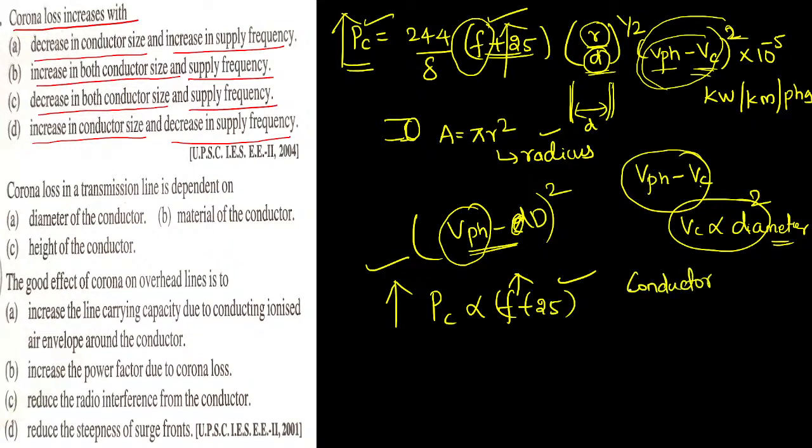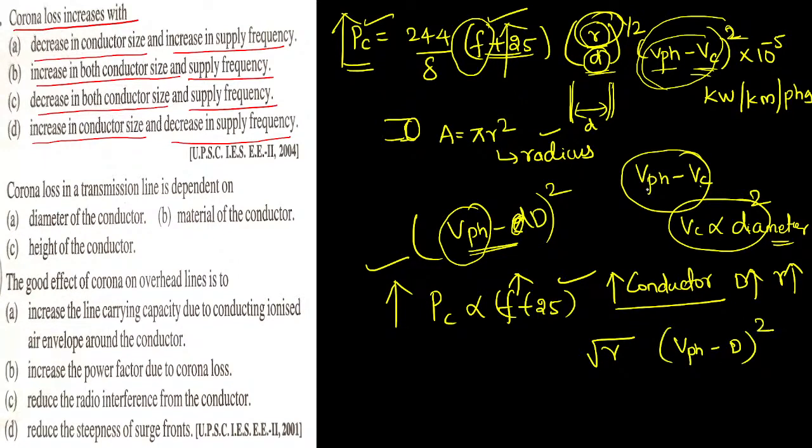When I am increasing the conductor size, வந்து increase பண்ணா என்ன ஆகும், decrease பண்ணா என்ன ஆகும்னு பார்க்கலாம். Case number 1, when we are increasing the conductor size, diameter will increase. Of course, radius also will increase. There is no doubt. But what will happen is, இப்ப carefully observe பண்ணி பாத்தீங்கன்னா radius r அப்படிங்கிறது square root ல இருக்கு நம்ம question ல. இங்க இருக்கு பாருங்க radius. At the same time, per phase voltage minus diameter of the conductor whole power 2. As I told you, critical disruptive voltage is approximately directly proportional to diameter of the conductor.